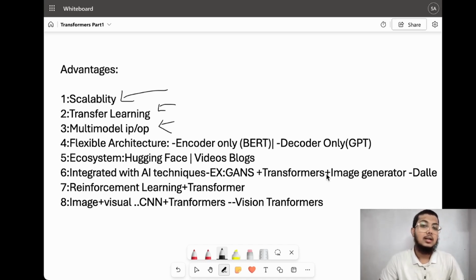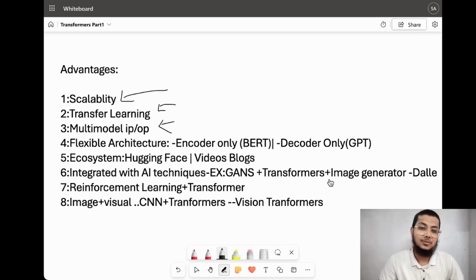If you talk about flexible architecture, it means you can create different types of transformers by changing multiple things. You can create encoder only transformers like BERT. You can create decoder only transformers like GPT.